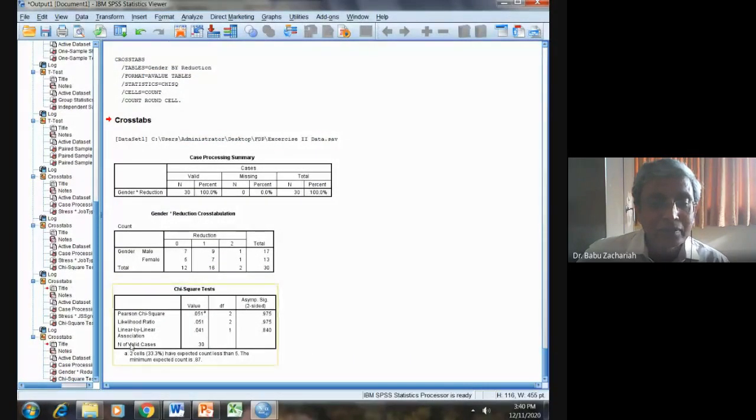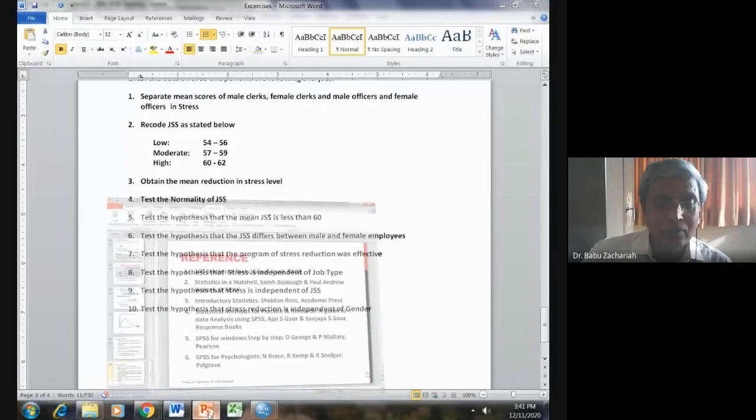So this time the value is 0.05, very small. 0.975 divided by 2, it will be near 0.5. It's much bigger than 0.05. Falls in the acceptance region. Null hypothesis accepted. That means stress reduction has nothing to do with gender. That's the conclusion. Now, I think we have completed all this exercise, but I want to talk to you about something further.